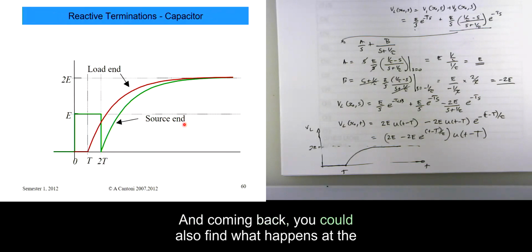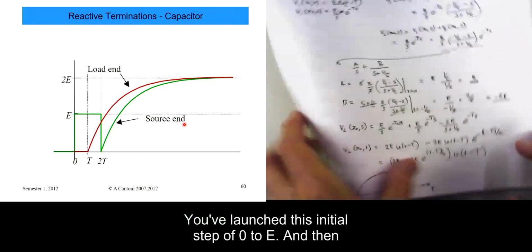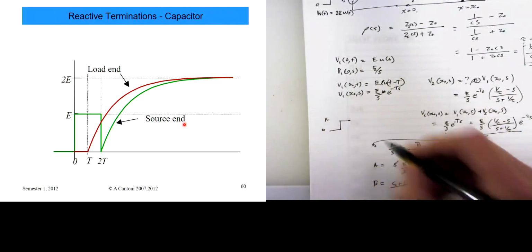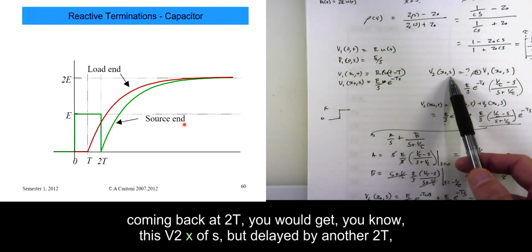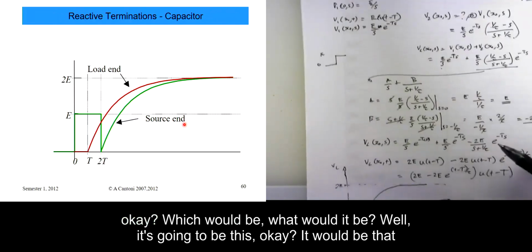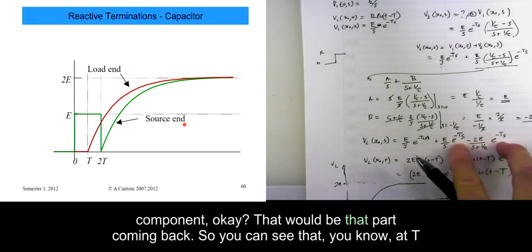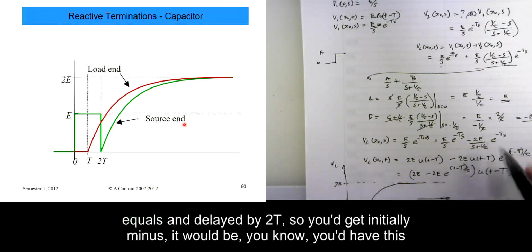And coming back, you could also find what happens at the source, because you know what you've launched. You've launched this initial step of 0 to e, okay, and then coming back at 2T, you would get this v2 x of s, but delayed by another 2T, which would be what? Well, it's going to be this component, that would be that part coming back. So you could see that it would be delayed by 2T.